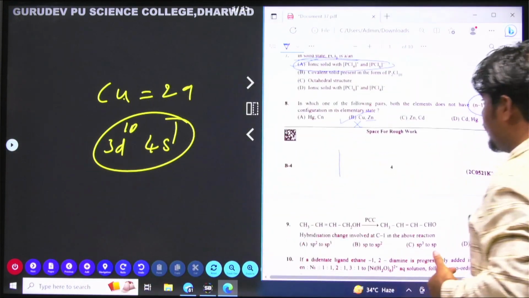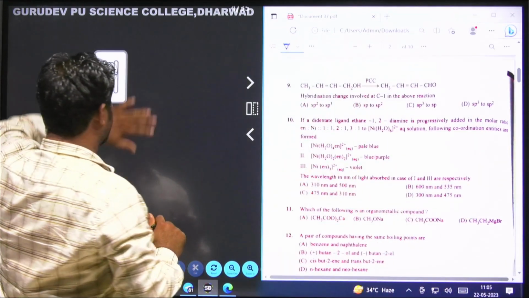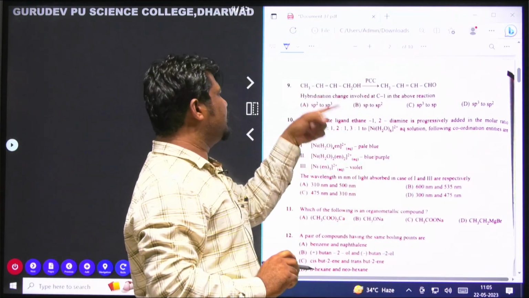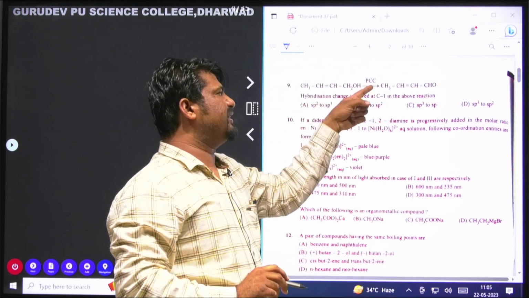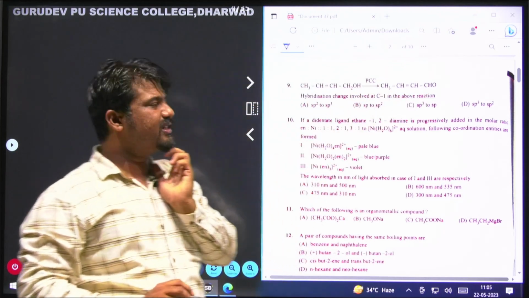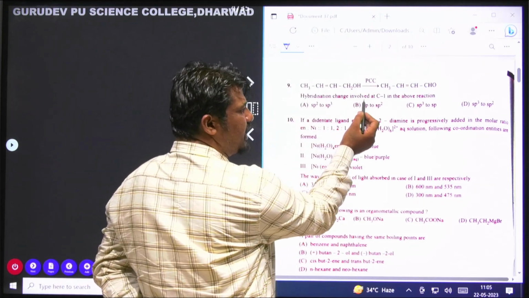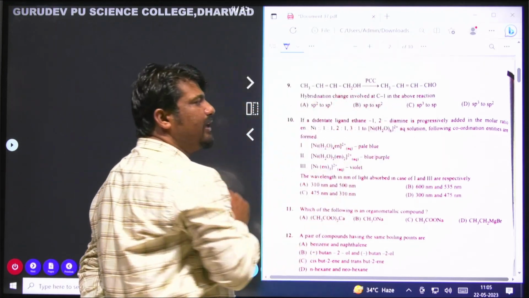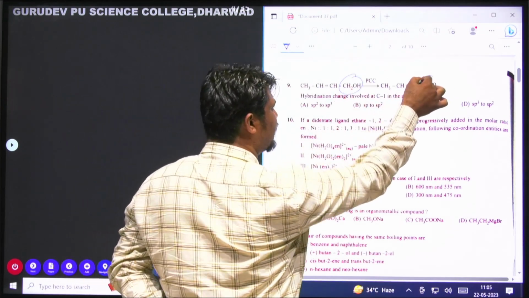Next, I will come to question number 9. The question shows that when this alcohol is reacted with PCC, it gives what? Aldehyde. So alcohol is converted into aldehyde here. The question asks about the hybridization change involved in the C1 carbon in the above reaction. So which one is the C1 carbon? This is the C1 carbon here.